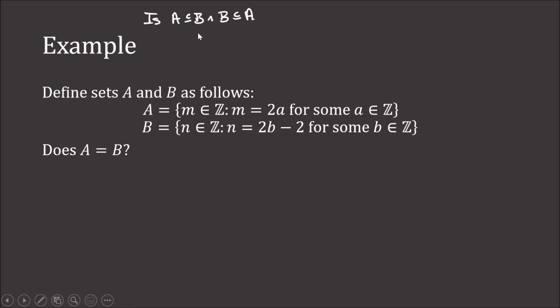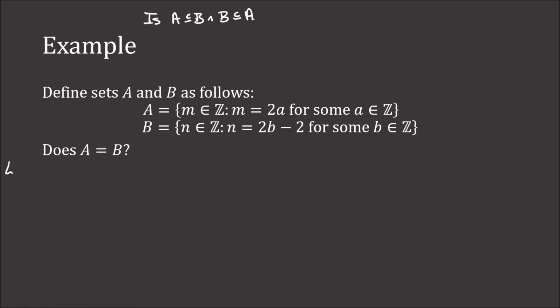Well, if we examine this, A is clearly the set of all even integers. Wouldn't B also be the set of even integers? Right? 2b is even, minus 2 is even, so it's still even. So just looking at this seems to say, yes, these are the same. Well, that means I'm going to have to prove this.